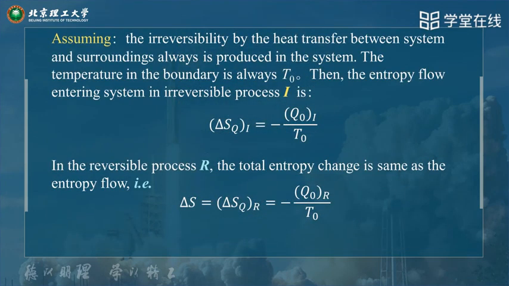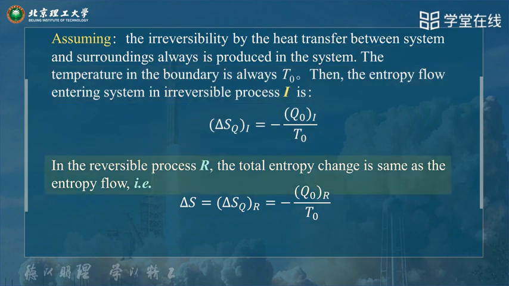Okay, we make another assumption: the irreversibility from the heat transfer between the system and surroundings is always produced in the system. The temperature at the boundary is always T0. T0 is a constant. Then the entropy flow entering the system in irreversible process I is delta SQI equals minus Q0I over T0. Here minus means the system lost heat.